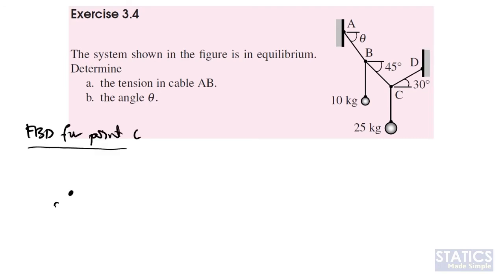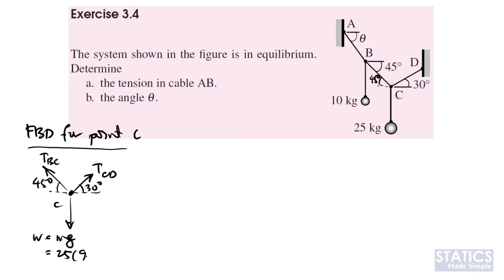So for point C, we take the point with tension CD, and we know the angle is 30 degrees. Next, we have cable BC. When we remove cable BC, we have to replace it with tension in cable BC. The angle of cable BC is 45 degrees, and then we have a 25 kilogram mass attached through another cable. Through this cable, we will have the same tension, which will equal mass times gravity, or 25 times 9.81, and the direction will always be pointing downward.